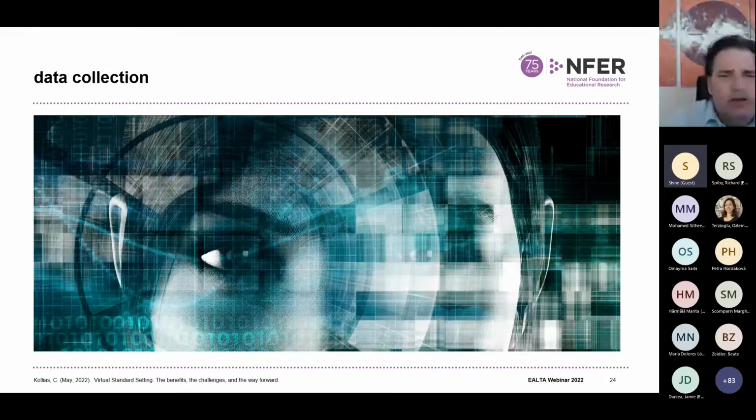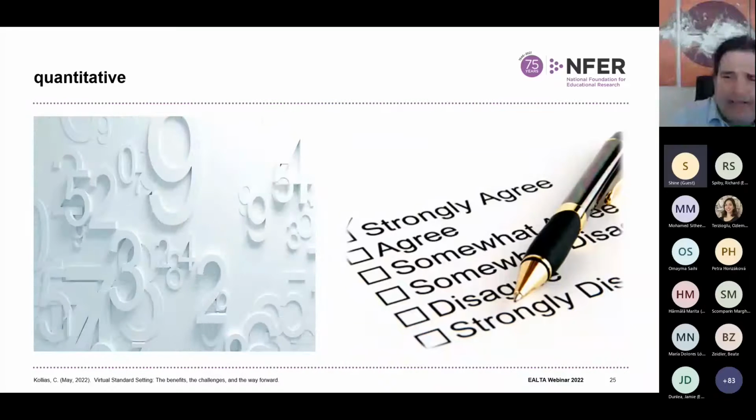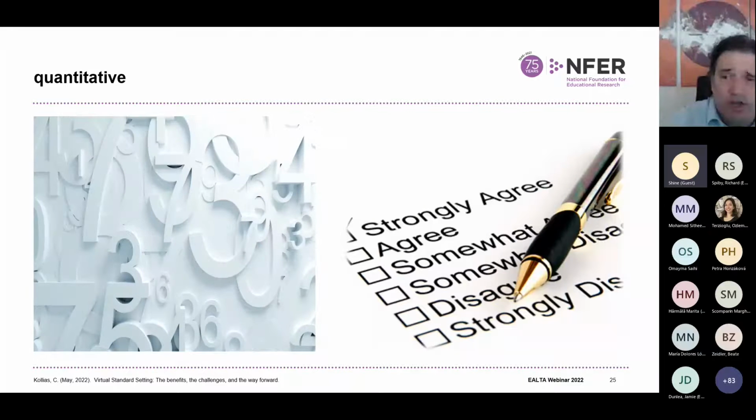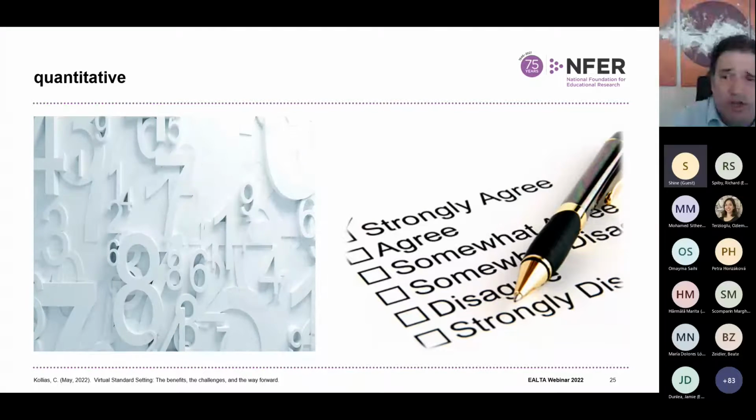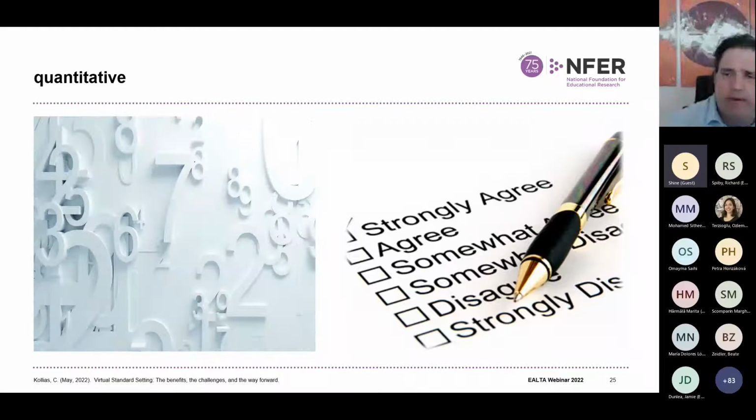Now let me describe my data collection. My data collection consisted of 3 sources. I collected the judge ratings for each round. Round 1 and 2 was dichotomous. Round 3 was 1 score out of 45. I also collected survey responses.